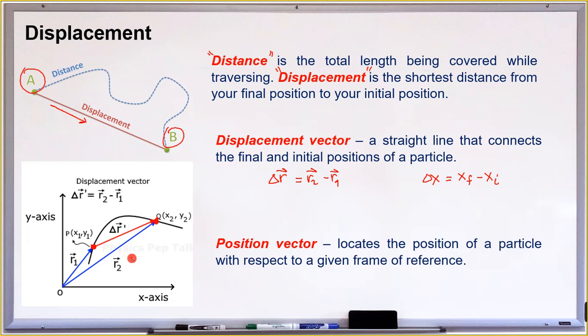In that way, you can tell its direction. Okay? Because coordinates are one of the methods in determining the position. So for the position vector here, we have two: position vector r1 prime and position vector r2 prime. The position vector is not always with respect to the origin. It depends upon your frame of reference.